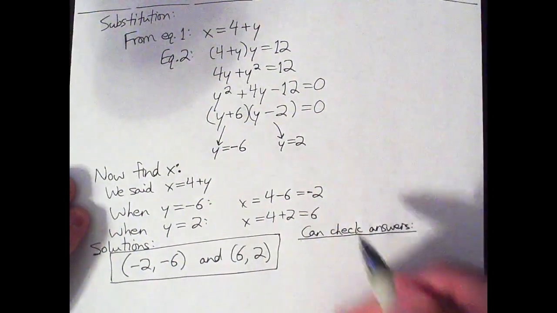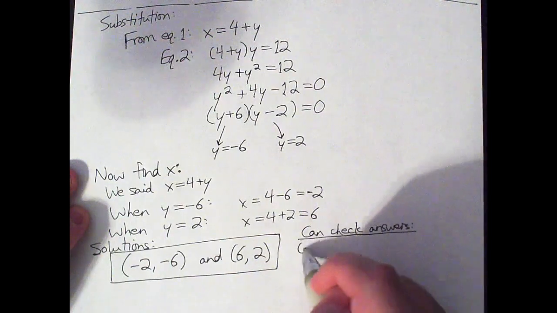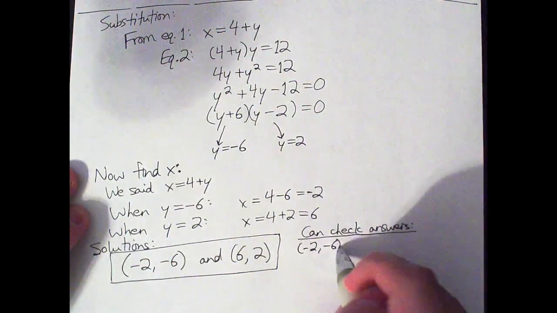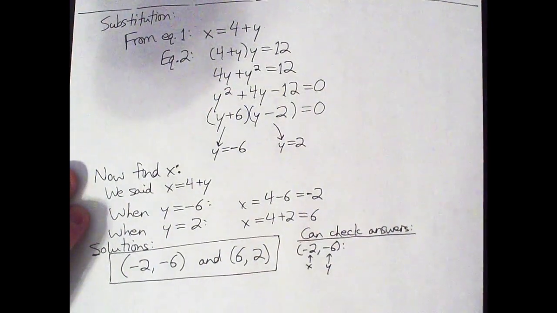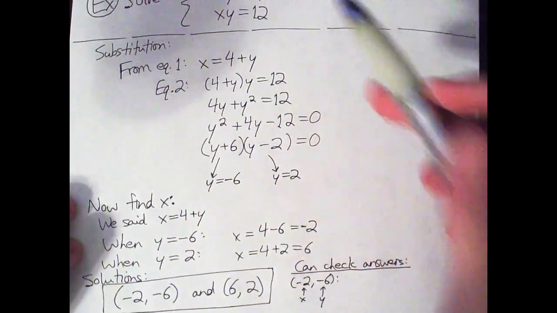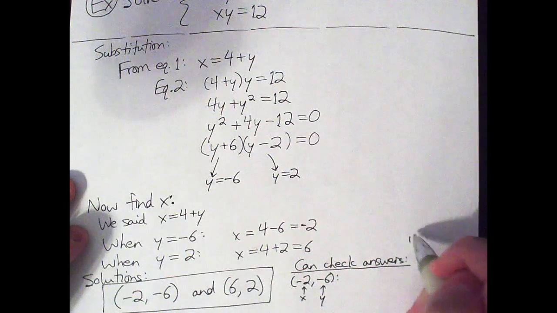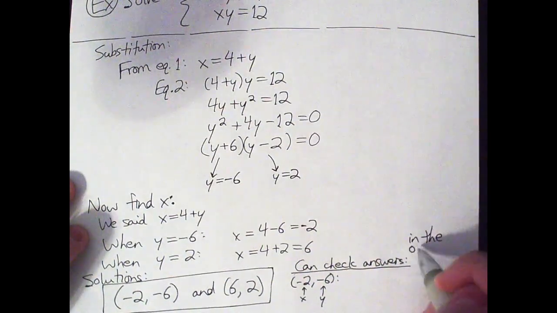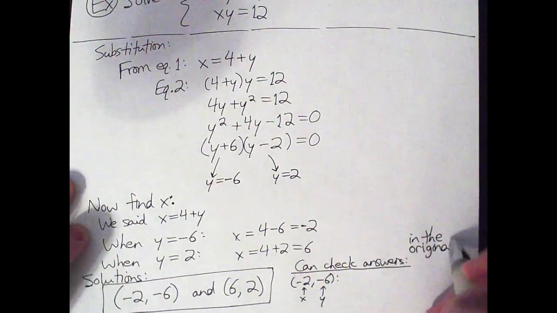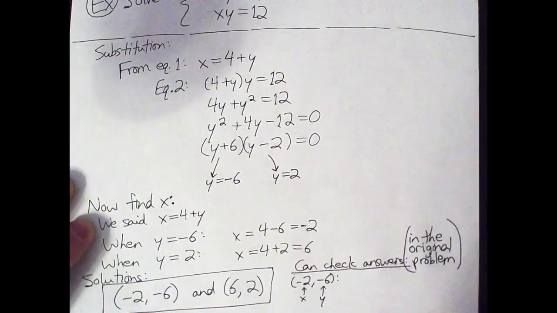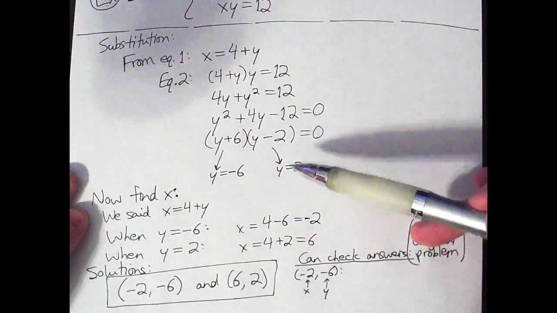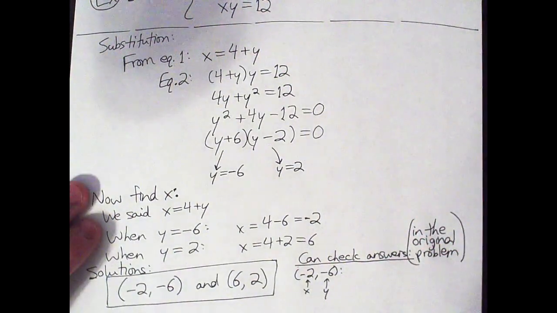Okay, so let's check the answers. So really quick, this one, if this is supposed to be my x and this is supposed to be my y, going back to the original system, in the original problem. Don't check them in the middle of the problem. Make sure you go back all the way to the beginning.